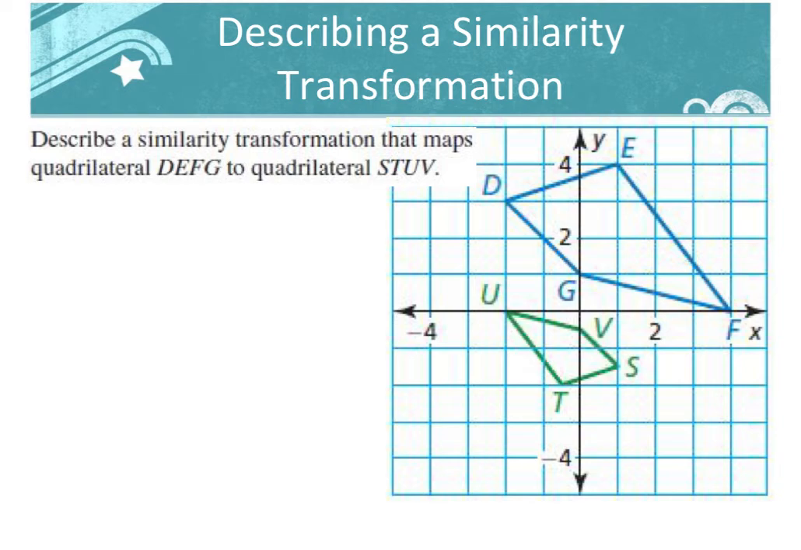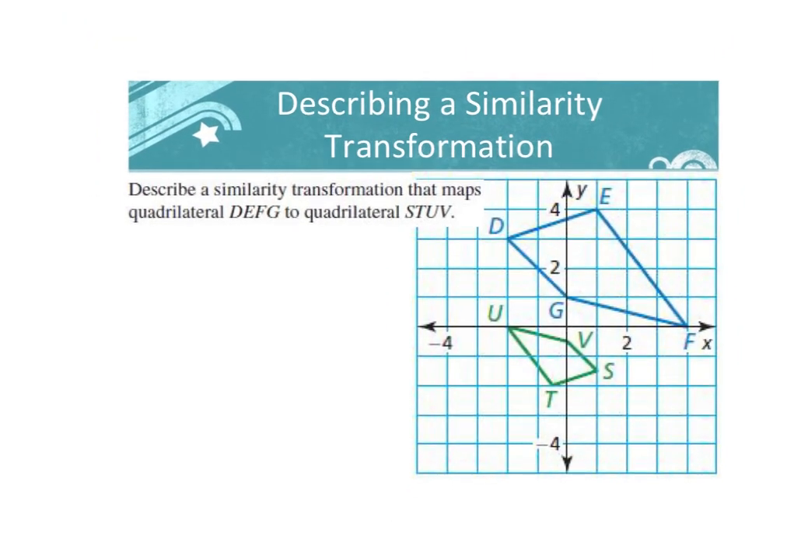Okay, and we're going to do one more example, because there's never too much practice. Describe a similarity transformation that maps quadrilateral DEFG to quadrilateral STUV. Now, whenever there is a difference in the size, there has to be a dilation somewhere, because none of our other transformations change the actual size of the image. So DEFG shrinking down, there's got to be a dilation somewhere, but let's take care of how it looks first.